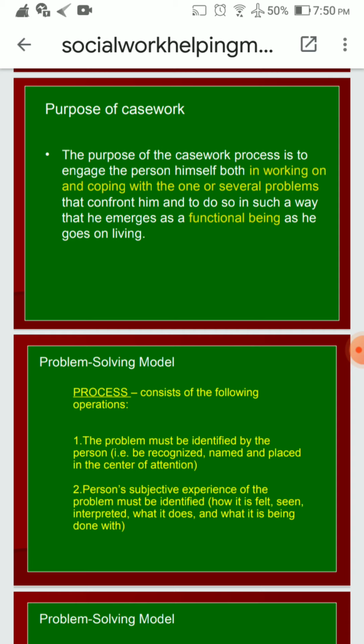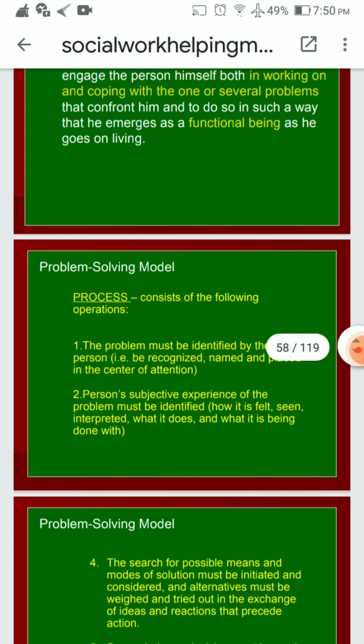First, the purpose of the casework process is to engage the person himself in working on and coping with the one or several problems that confront him, and to do so in such a way that he emerges as a functional being as he goes on living. So the purpose of casework or the case study itself is to restore what we call the social functioning of the individual.